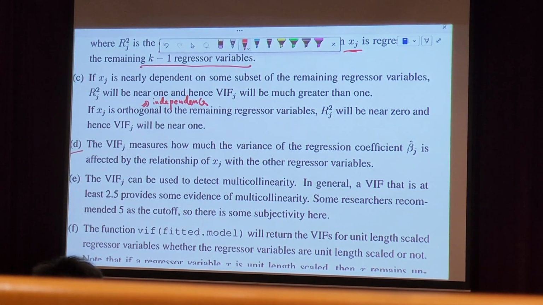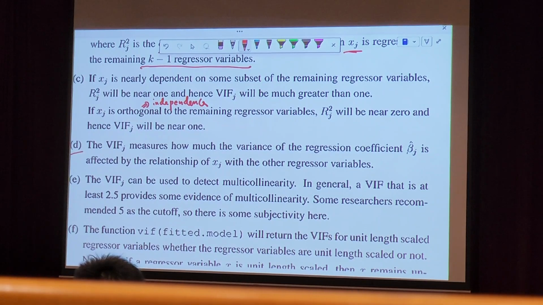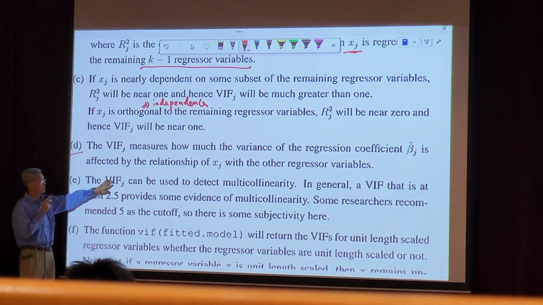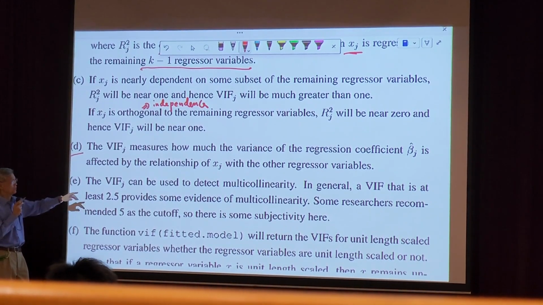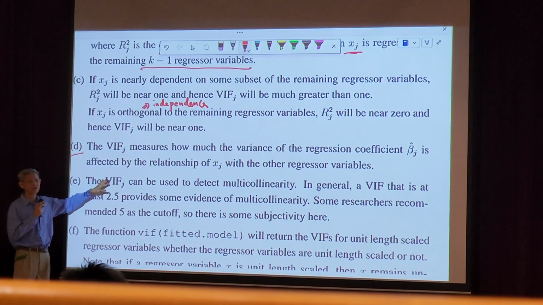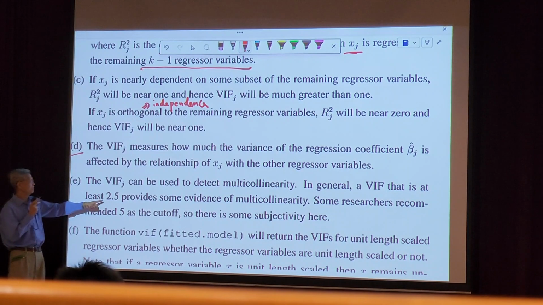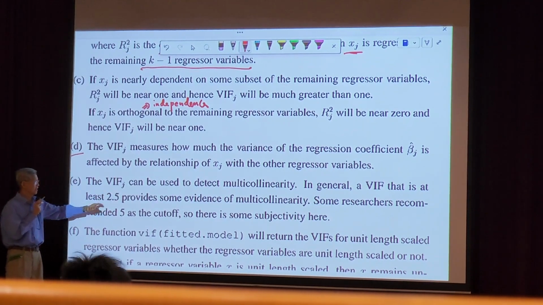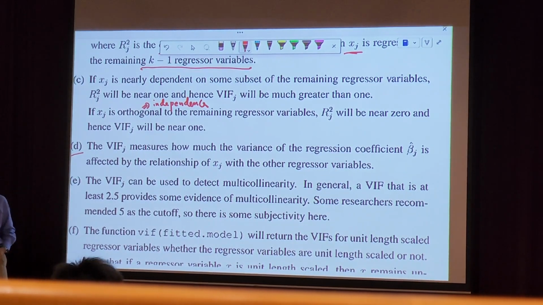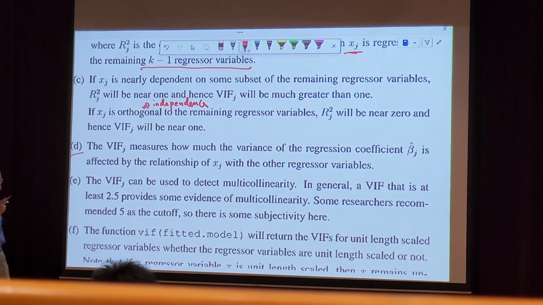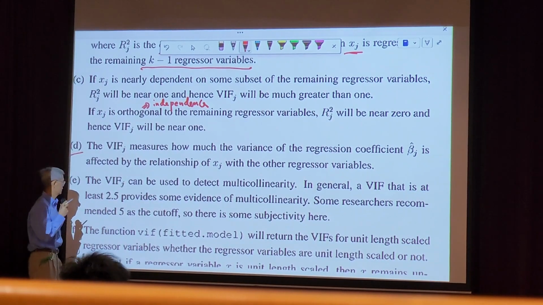If there's no relationship, VIF will be small. So we can actually use this to detect multicollinearity, which we are going to talk more about later, in fact, how to deal with it. But here's just detection. If you see any VIF that is at least 2.5, this is a very rough rule of thumb, it's subjective, then we say there's some evidence of multicollinearity.